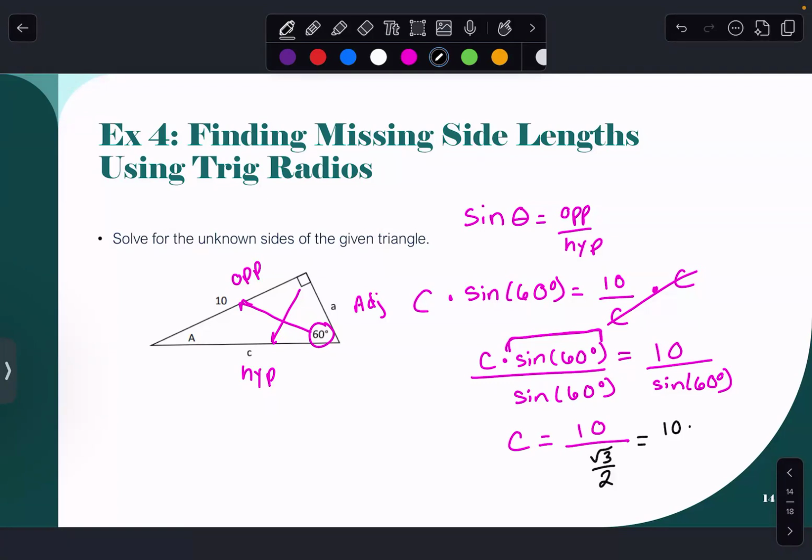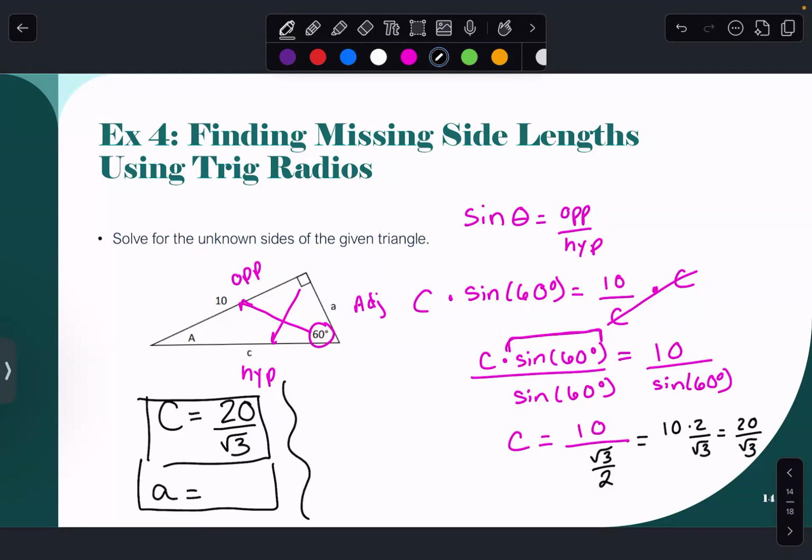So 10 times 2 over square root of 3, and that will equal 20 over square root of 3. So I just found the hypotenuse. So C is equal to 20 over square root of 3. Now to find A, you need to use a different ratio. So I'm going to use tangent to find A. So this was C. Now we're going to try to find A.